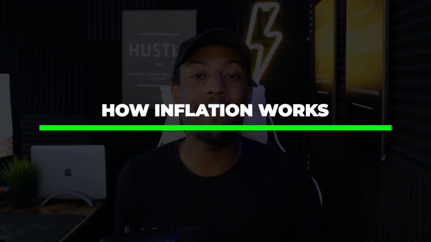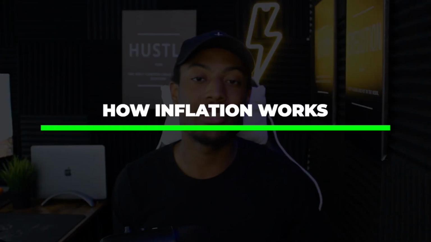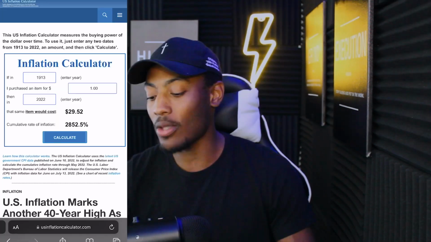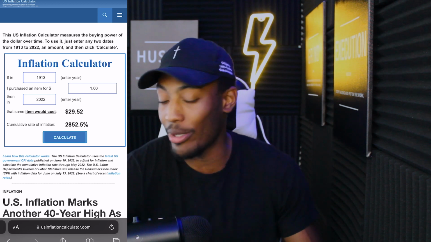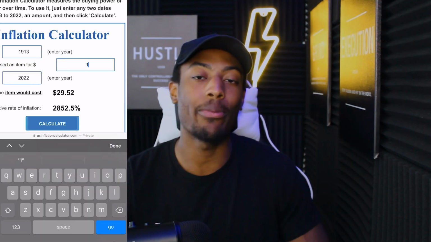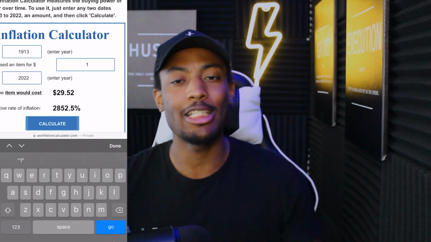But earlier we talked about how inflation was eating away at your buying power. So now I want to actually show you a real life example of how that works so you can get a full understanding of why it is so important to start investing as early as possible. So on my phone, I have pulled up here an inflation calculator. It was simply the first one that I saw when I Googled inflation calculator.